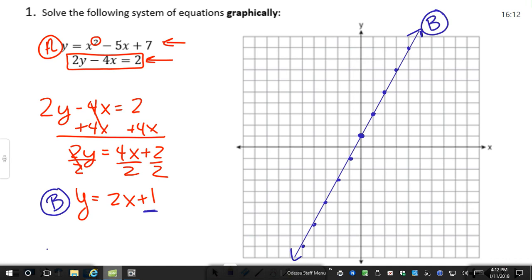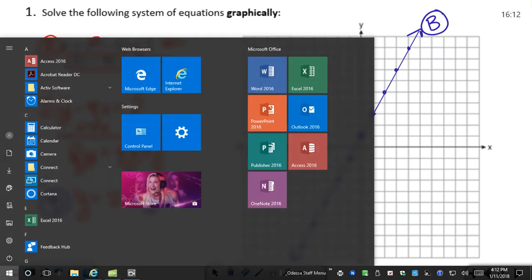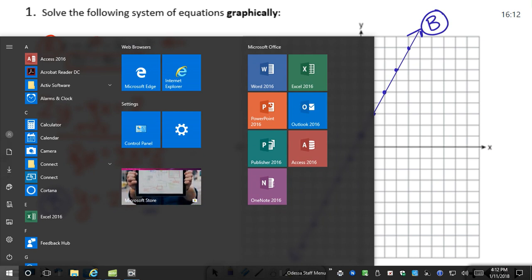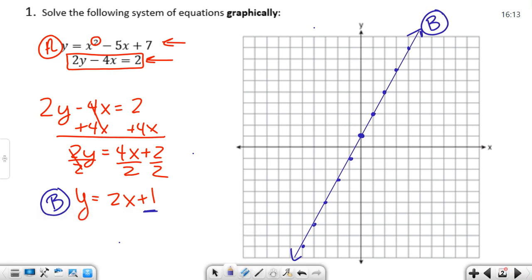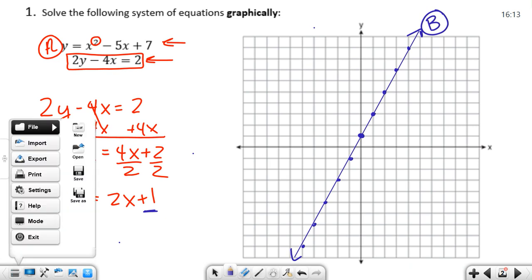Once I figure this out, give me 1 second, guys. Okay, we're frozen here. Hold on. Bear with me, guys. Here we go. Let me get out of teaching mode here.